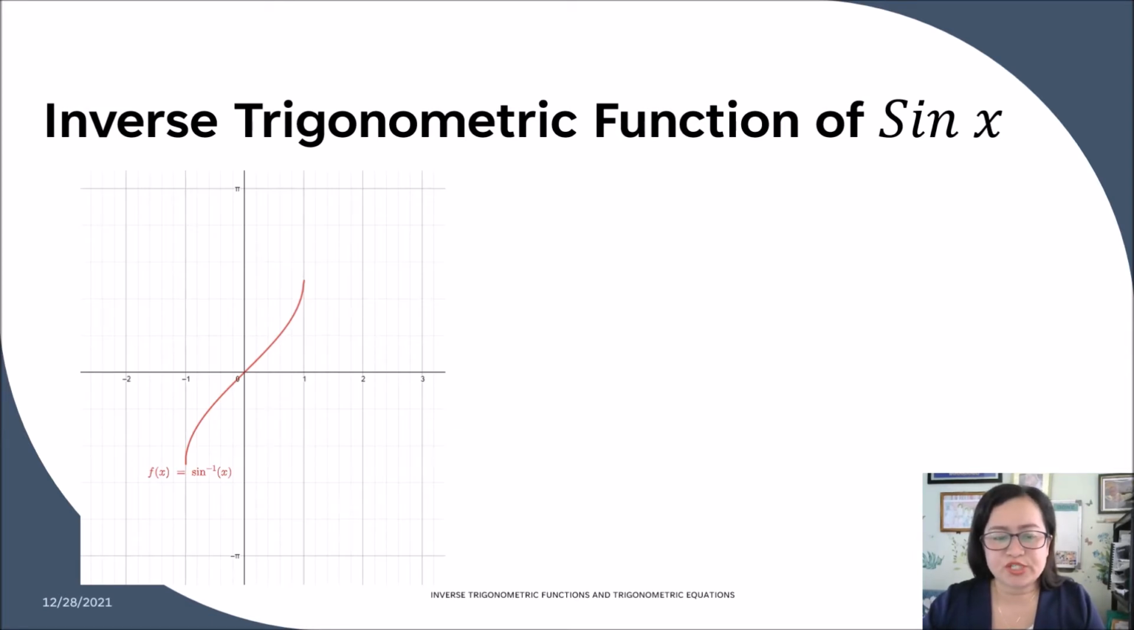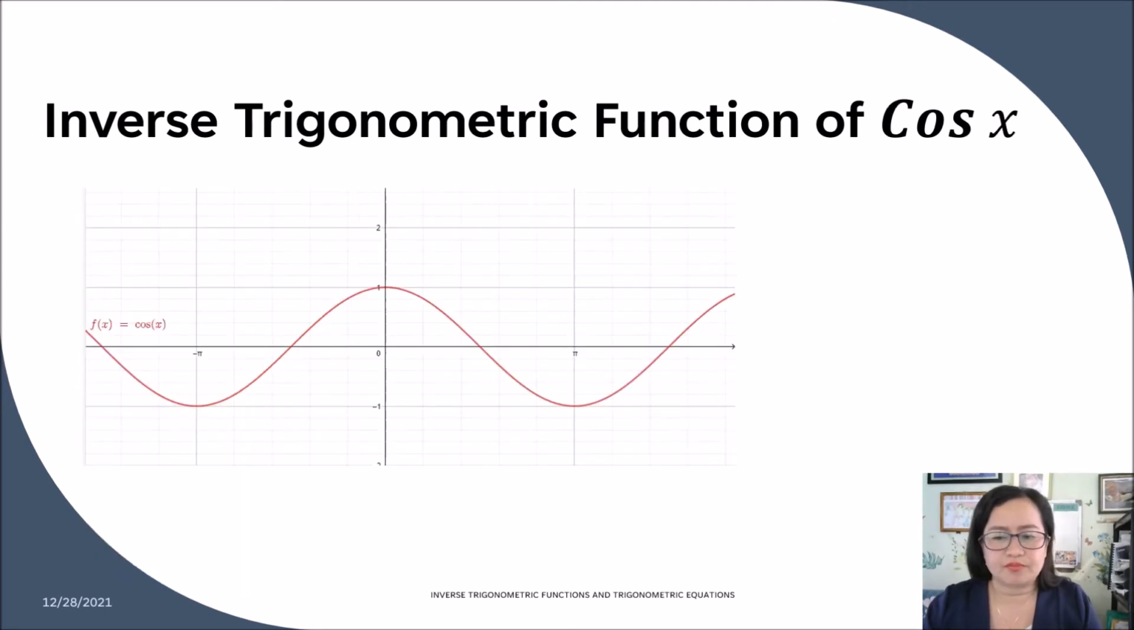Graphing the inverse of the function sine x, we would be able to have this curve. We can say that the domain of the inverse function of sine x is the closed interval negative 1 to positive 1, and the range is the closed interval negative pi over 2 to positive pi over 2.